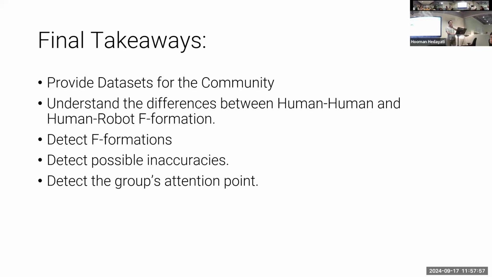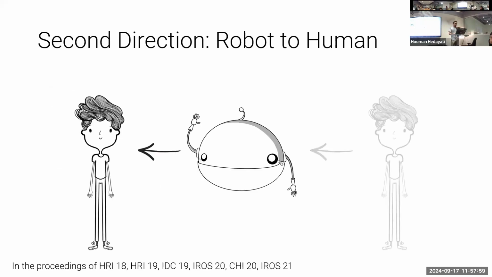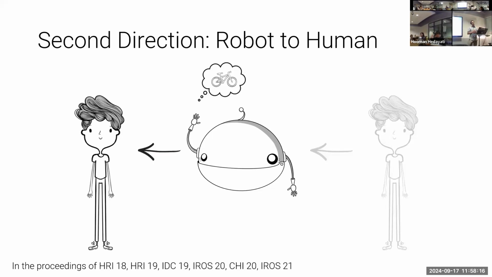So I'm going to go to the second part of the talk, which is, if the robot has an idea or information, how... sorry, do you have a question? Well, I have a question. Could you elaborate a little bit more on why it works for two people? That's a great question.